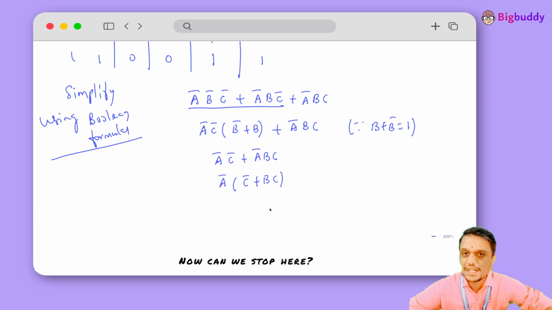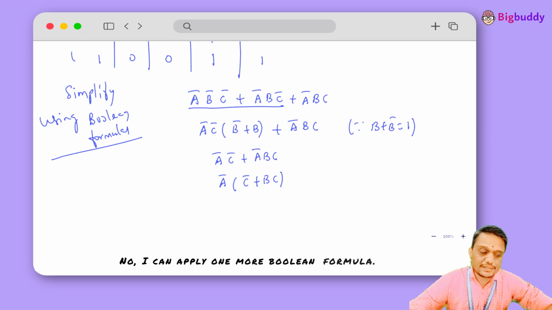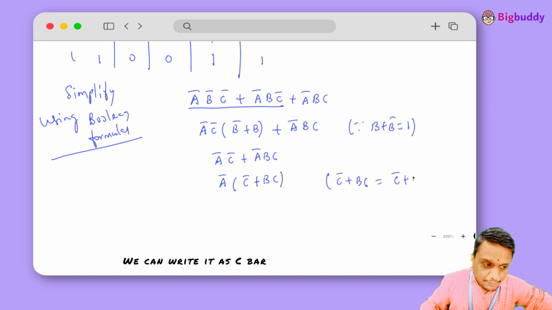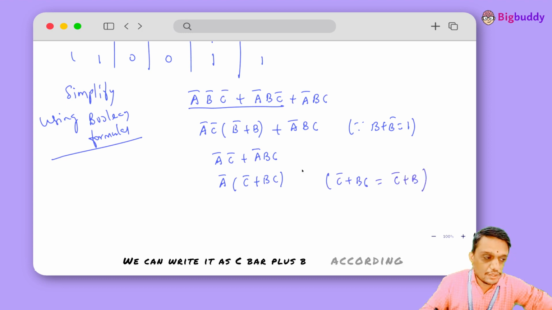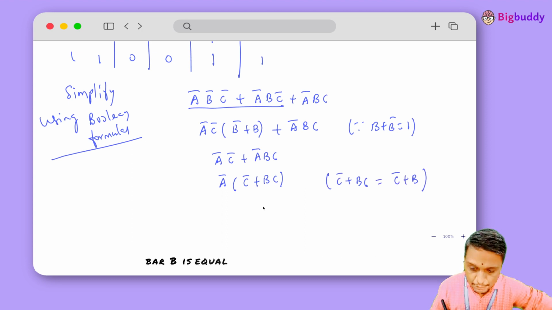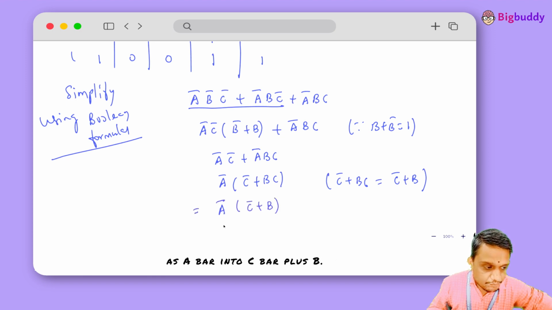Now can we stop here? How many literals do we have? We have 4 literals. Can I stop here? No, I can apply one more Boolean formula. C bar plus B C we can write as C bar plus B. According to the previously proved formula, A plus A bar B is equal to A plus B. Similarly, we can write C bar plus C B is equal to C bar plus B. So now you can further reduce this as A bar into C bar plus B.